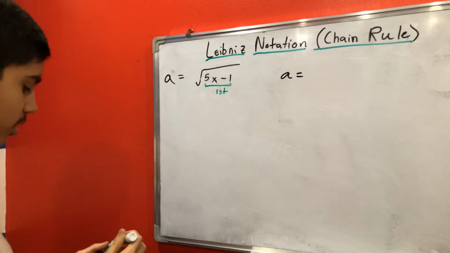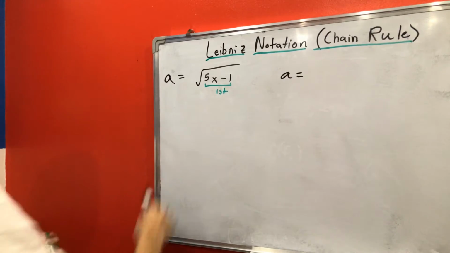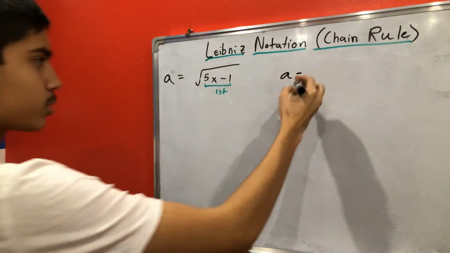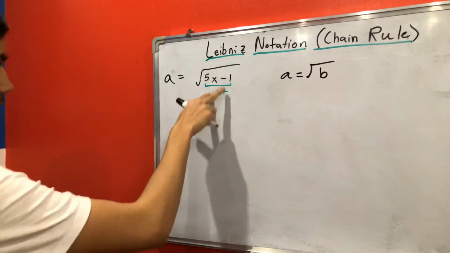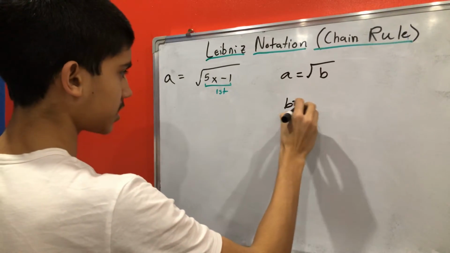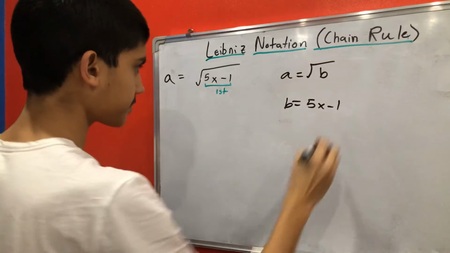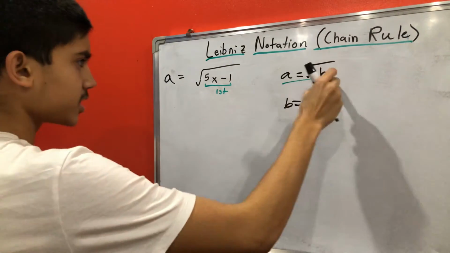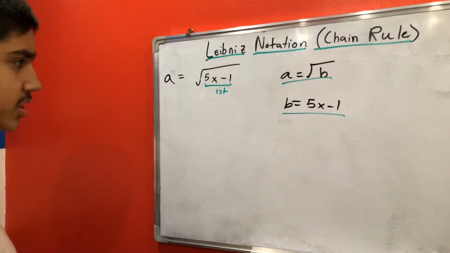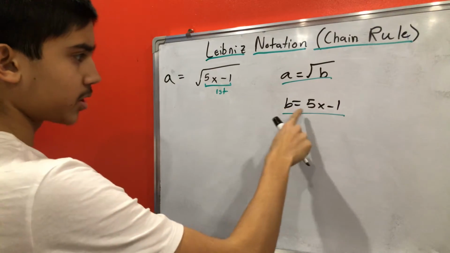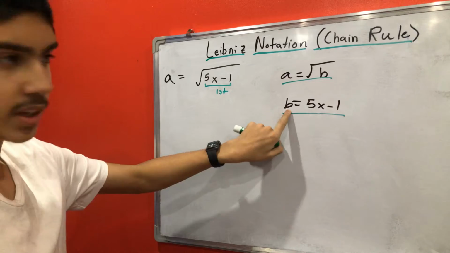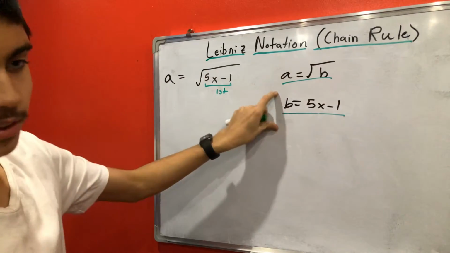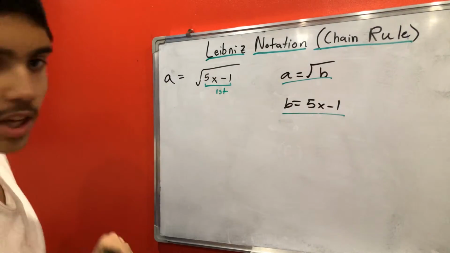So let's write out the functions separately. We'll say the function A is equal to the square root of something called b, right? But in this case, our b is 5x minus 1. So what I've done here is I've just written two separate functions. You input an x, and then you get a b value, and then from the b value you input in here and you get an a value.